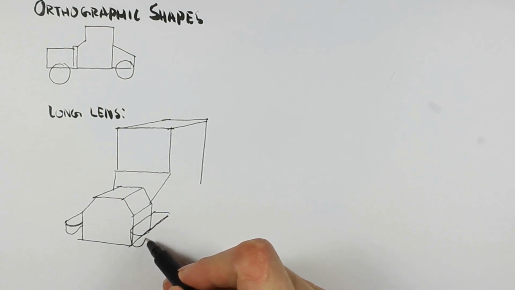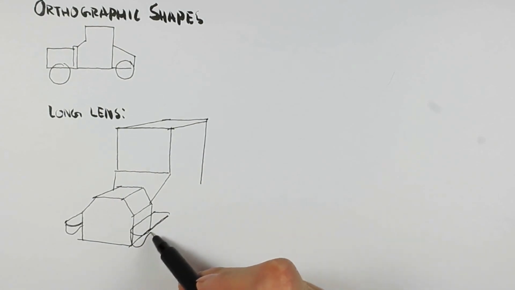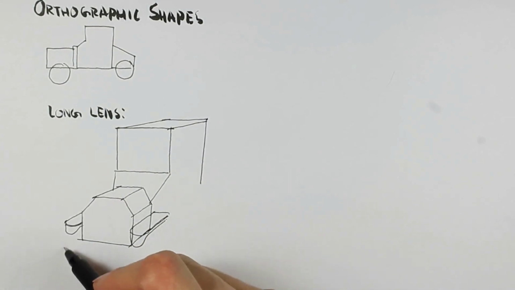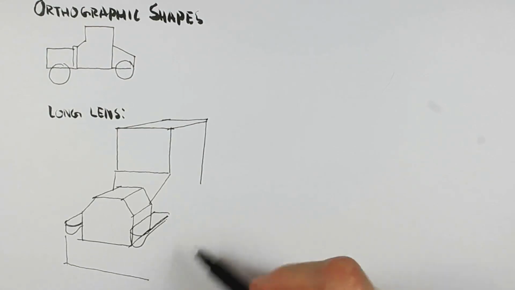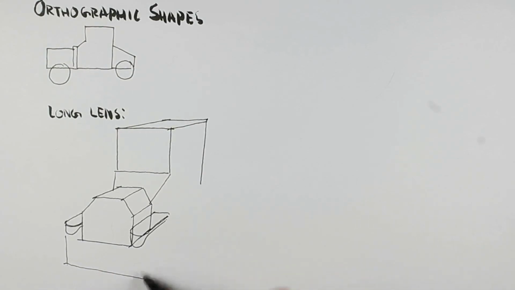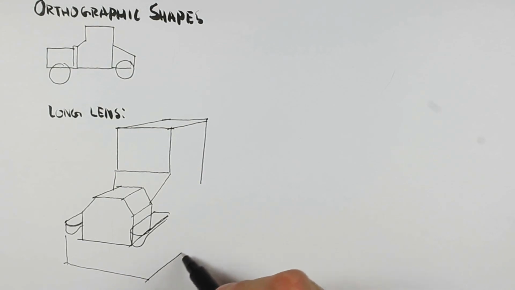Now I'm just measuring back down to the ground plane, extending that over to the right side, and now I'm going to the back wheel. Again, if you're uncomfortable with any of these principles, read up on it in Scott Robertson's How to Draw.